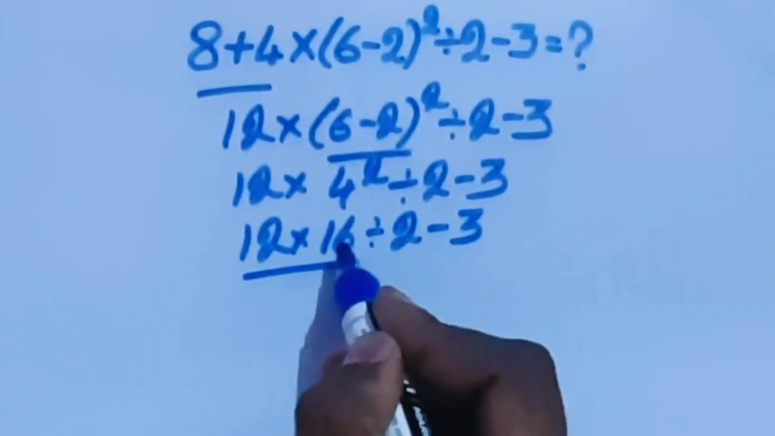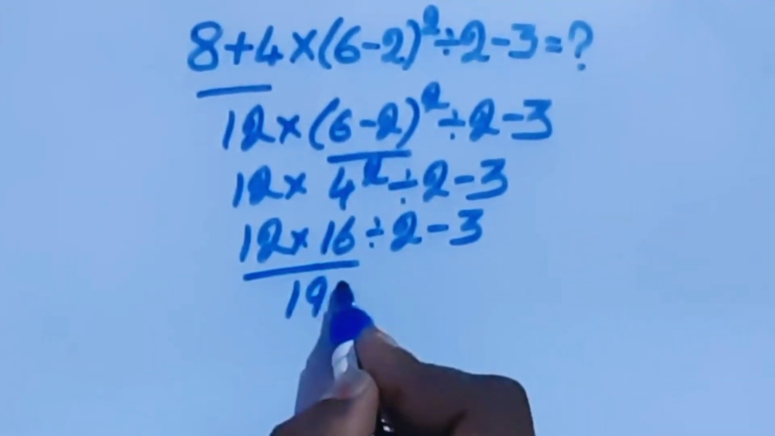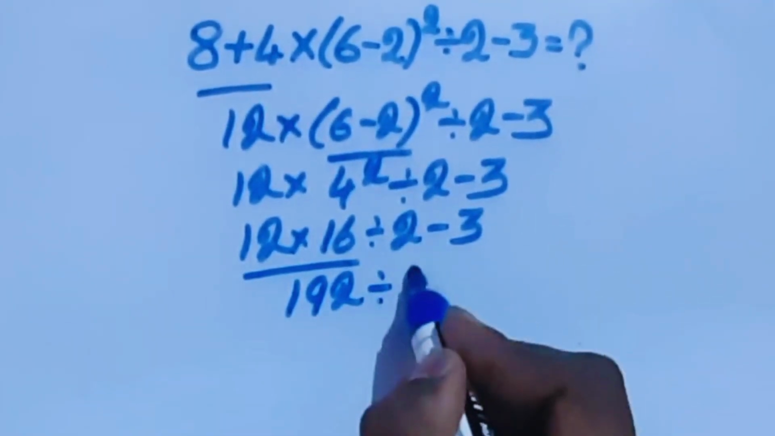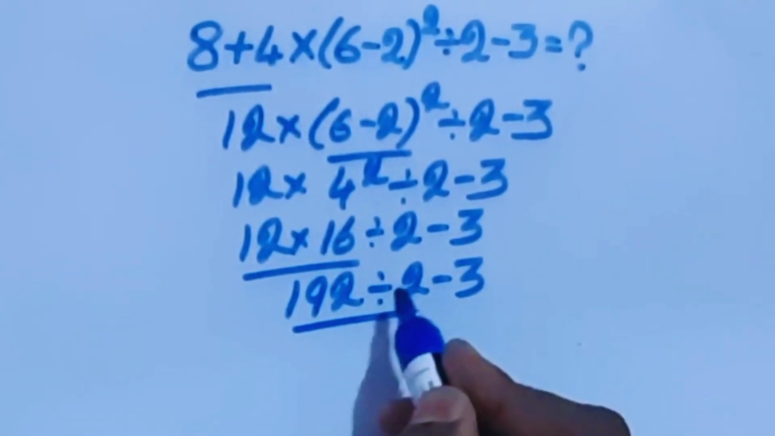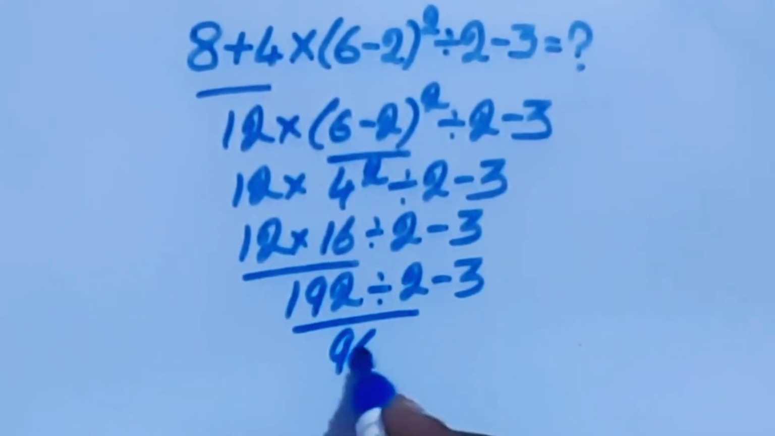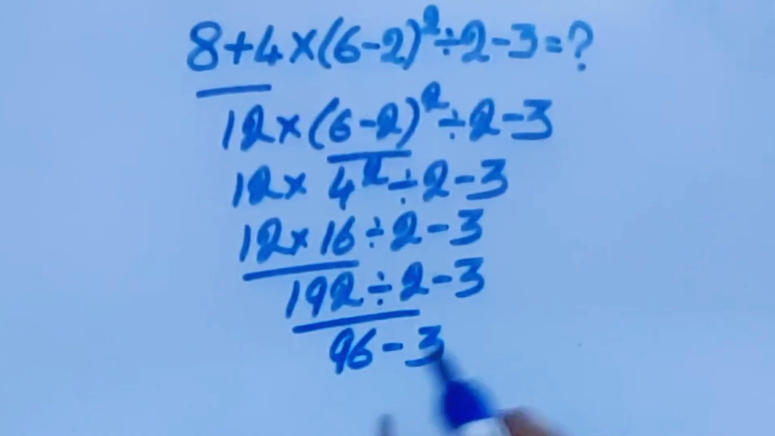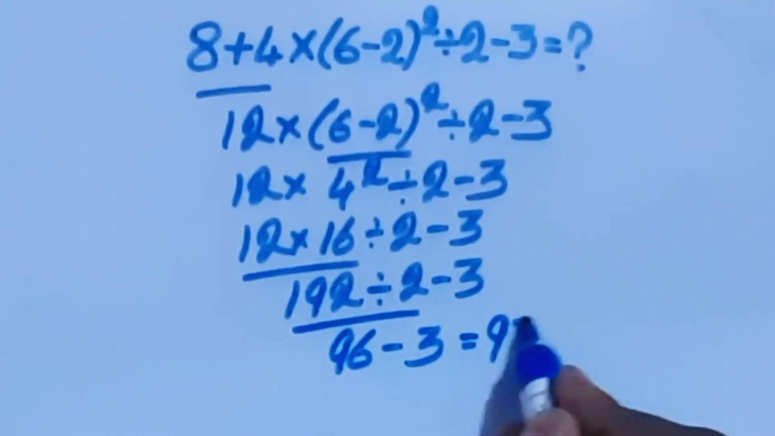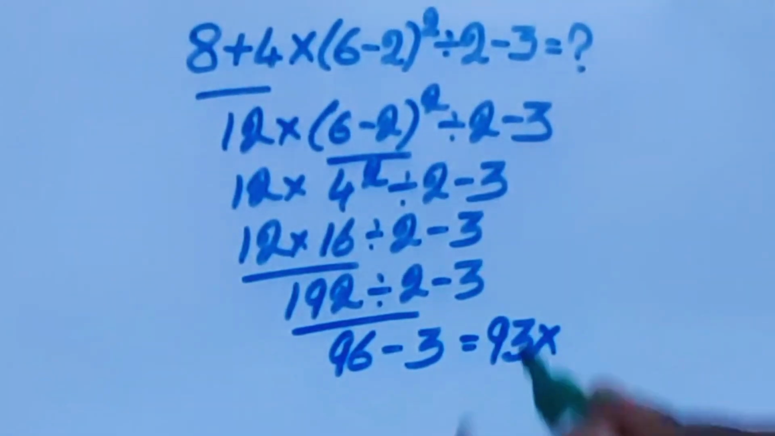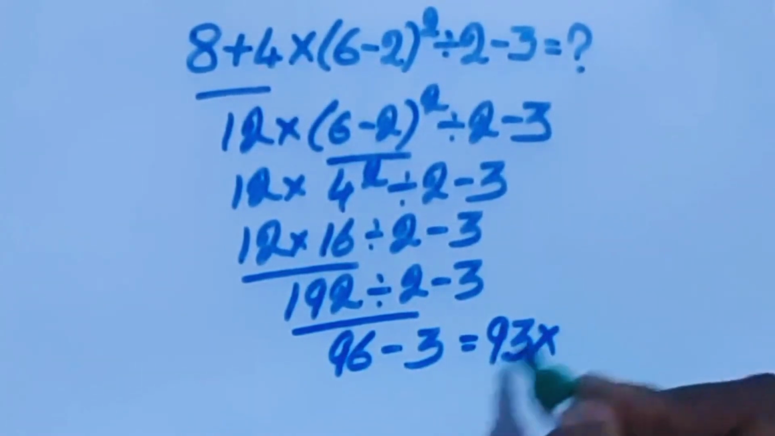Here 12 times 16 is 192 divided by 2 minus 3. Here 192 divided by 2 is 96 minus this 3. Here 96 minus 3 is 93, which is the wrong answer. As per this order of operation, this 93 is the wrong answer.